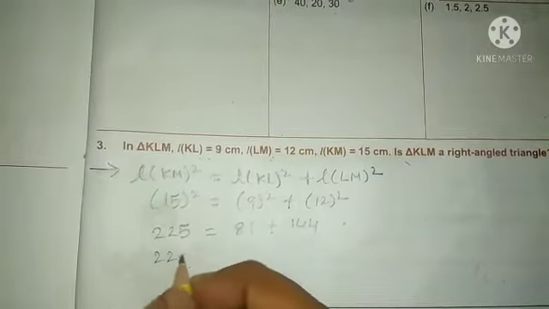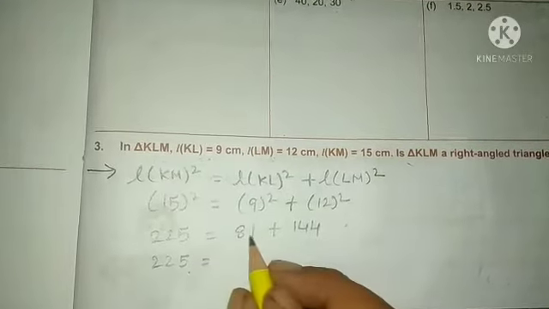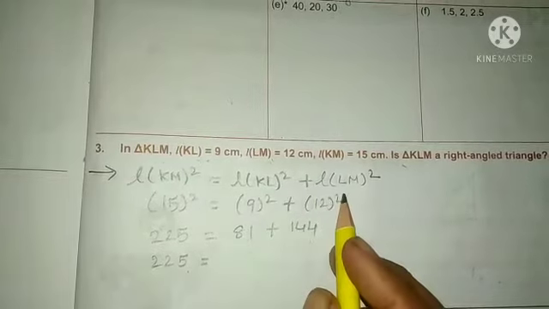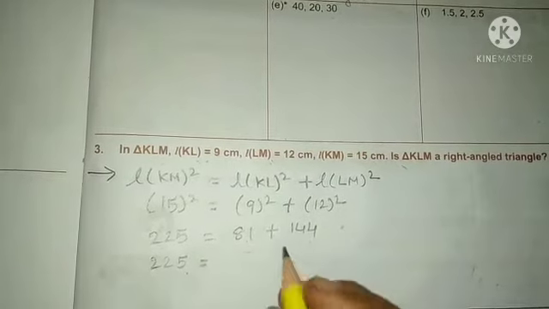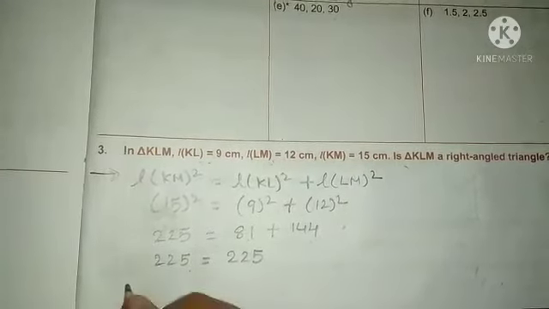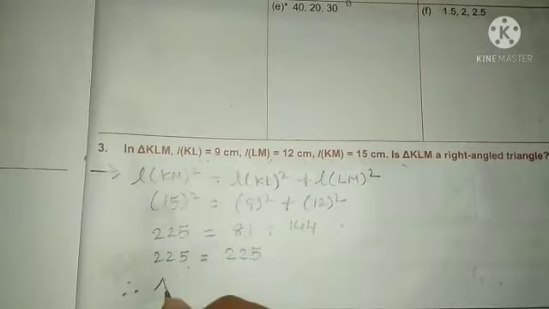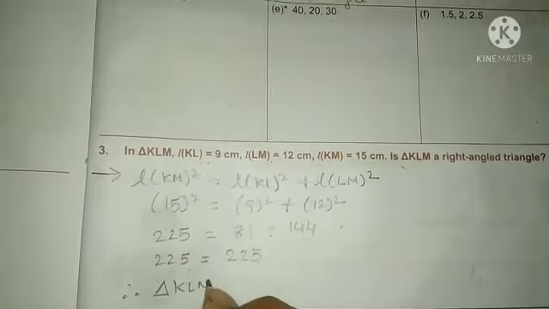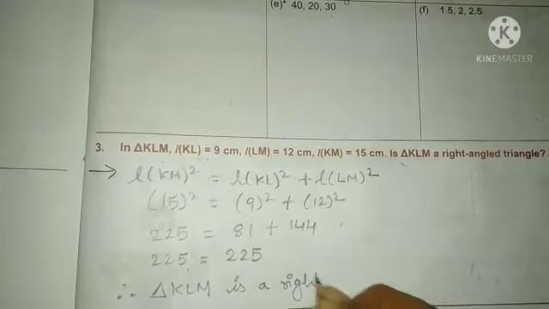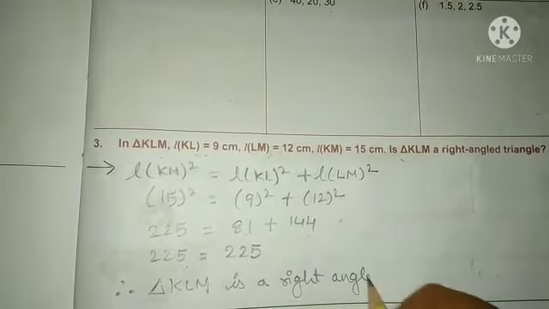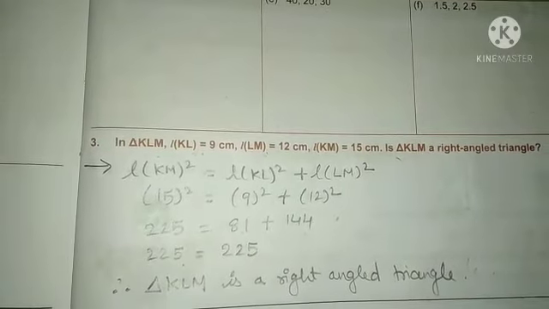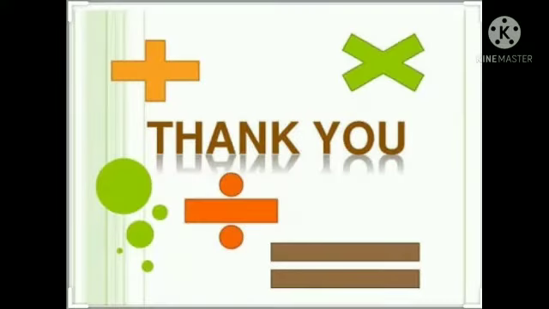Now what you have to do? You have to write down 225 as it is. Now add this 81 with 144. So what is the sum of the squares of length KL and length LM? So here you will get 225. It means that here we will write down that triangle KLM is a right angled triangle. Clear? Understood how you are going to find this out? Thank you.